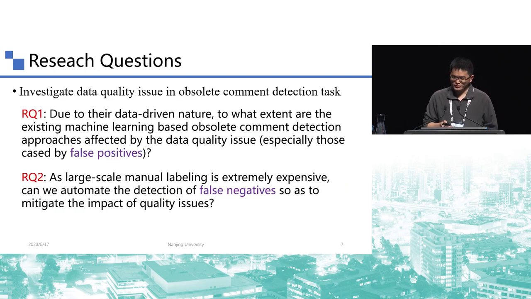Our work aims to investigate the data quality issue in the obsolete comment detection task. To be specific, we mainly raise two research questions. First, to what extent are machine learning based obsolete comment detection approaches affected by the data quality issue? Second, can we automate the detection of false negatives so as to mitigate the impact of quality issues?